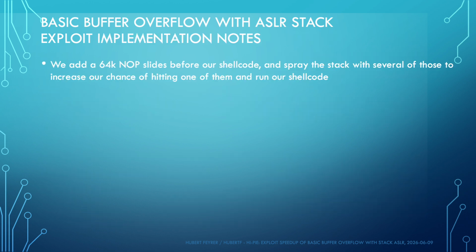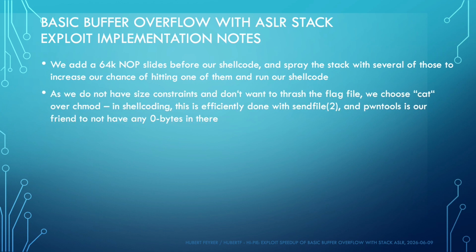A few practical points. We use a 64 kilobyte NOP slide per copy and spray several of those across the stack through the environment, which increases the chance of hitting one. For the actual action we use cat rather than chmod, because we do not want to modify the flag file, only read it. In shellcode this is done efficiently with the sendfile syscall, and pwntools helps us produce shellcode that contains no 0 bytes, which matters because the string copy function would otherwise stop at the first one.